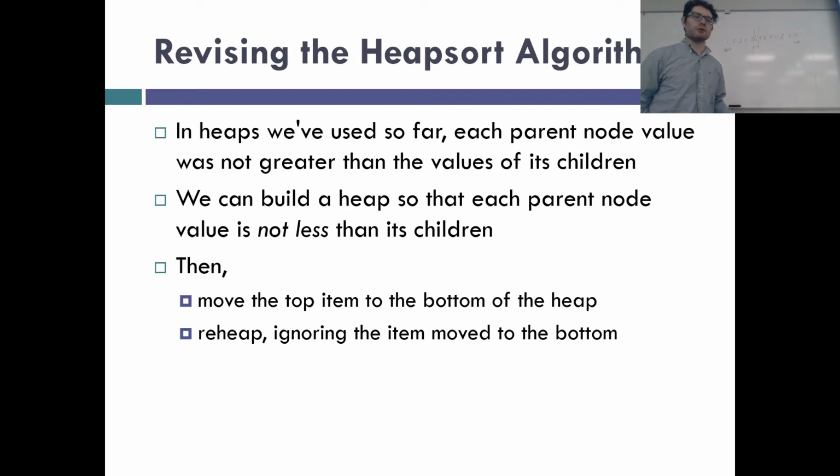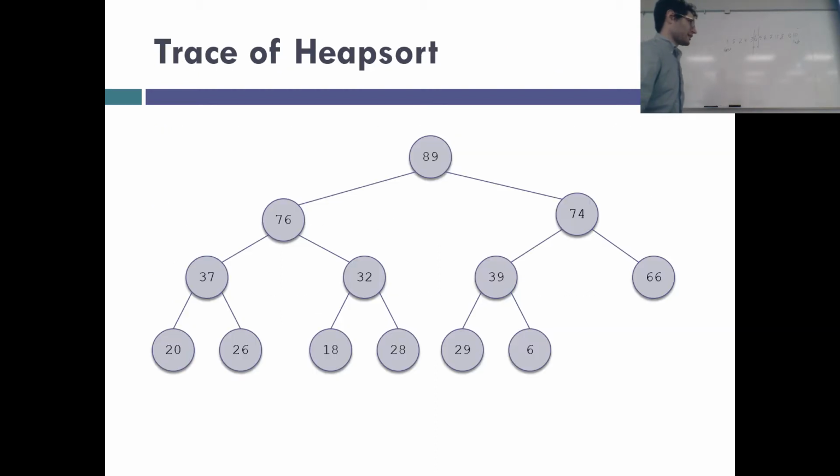Once we've turned it into a max heap, what we're going to do is take the top item of the heap and move it to the bottom of the heap. We're going to pretend we're removing an item from the heap, essentially, but instead of deleting it, we swap it with the last item, and then we'll reheapify, ignoring the last item. This makes sense once you actually see it in action. So given an array, we've turned it into a max heap, where every item is bigger than its children.